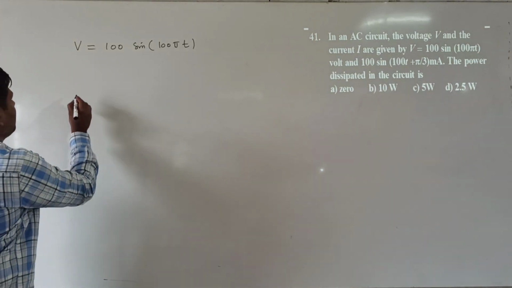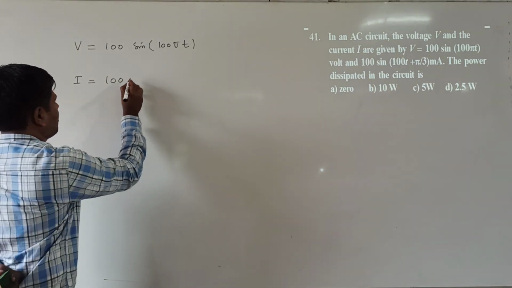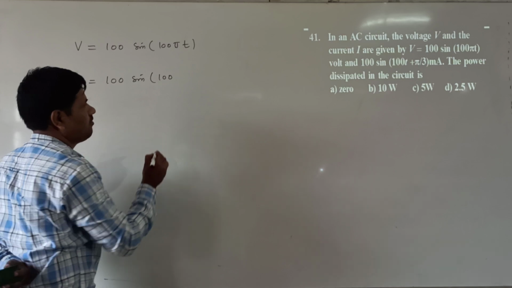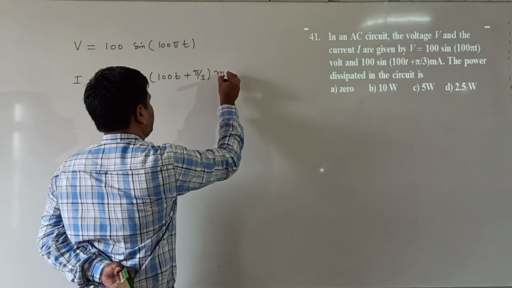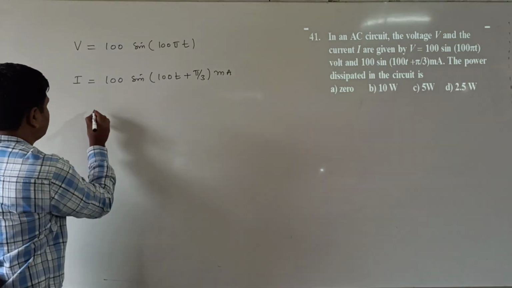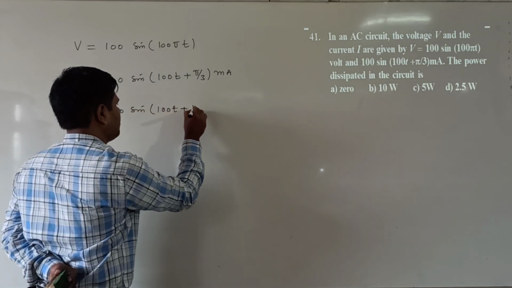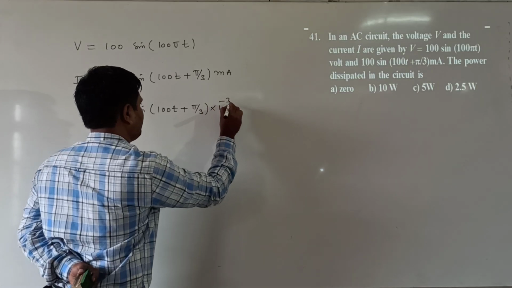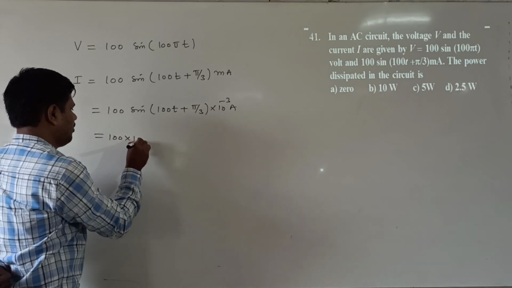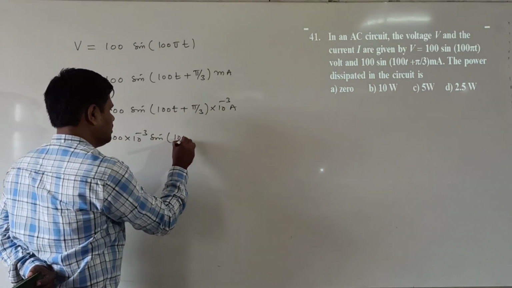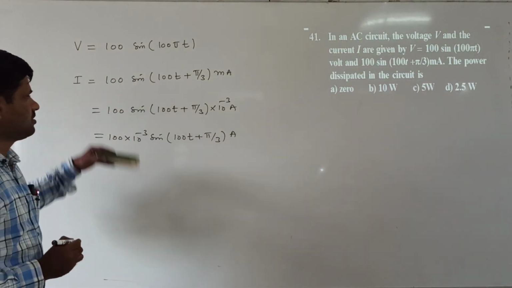Now the current is given. Current I is equal to 100 sine of 100 t plus pi by 3 milliamperes. Milli means 10 power of minus 3 amperes, so this can be written as 100 into 10 power of minus 3 sine of 100 t plus pi by 3 amperes. This is the current value, and this is the voltage value.